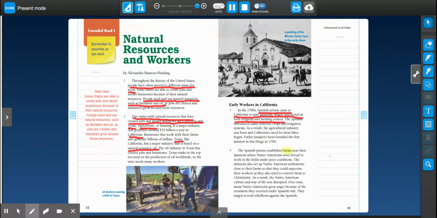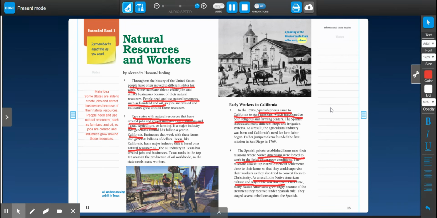The Spanish priests established farms near their missions where Native Americans were forced to work in the fields under poor conditions. The missions also set up Native American settlements close to their farms so that they could supervise their workers as they also tried to convert them to Christianity. As a result, the Native American culture and way of life was disrupted. Over time, many Native Americans grew angry because of the treatment they received under Spanish rule. They staged several rebellions against the Spanish. A painting of the Mission Santa Clara in the early 1800s.